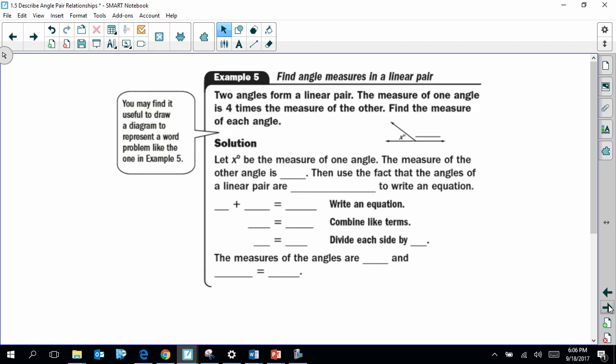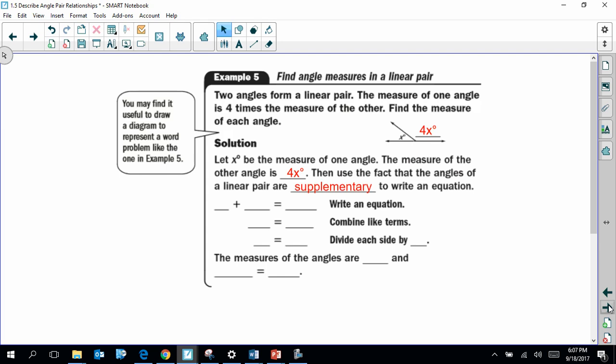So it says two angles form a linear pair, meaning that they're supplementary. And it's always useful to draw a diagram if you don't have one given to you. Well, one angle, since we don't know it, we just call it angle X. The other angle, based on what it's telling us, has to be 4 times bigger. So I'm going to just say 4 and multiply it to X and say that the other angle is 4X.